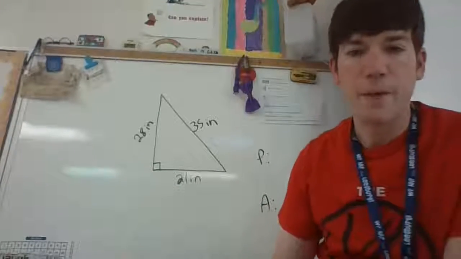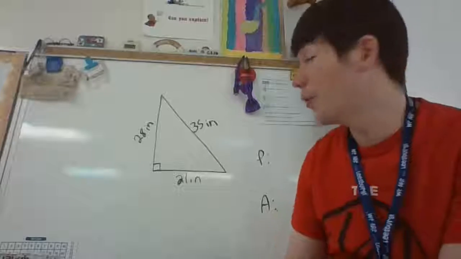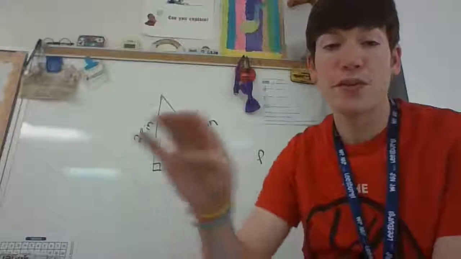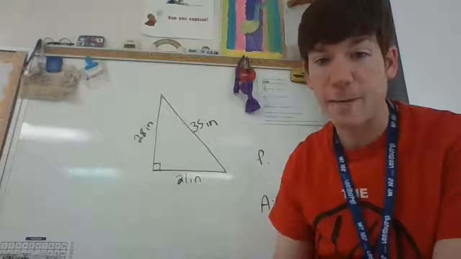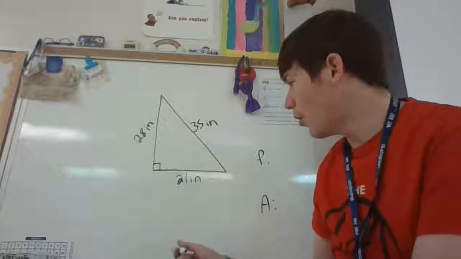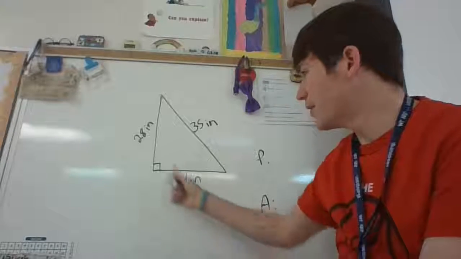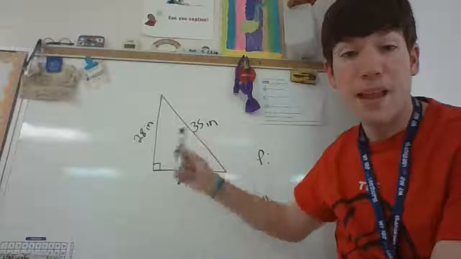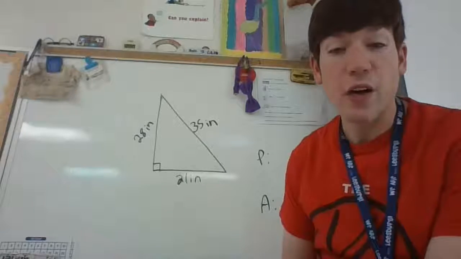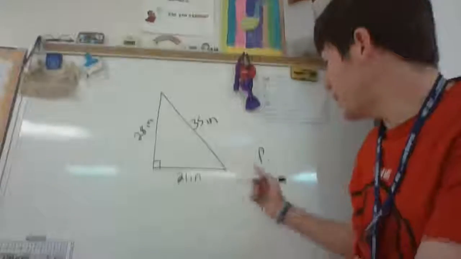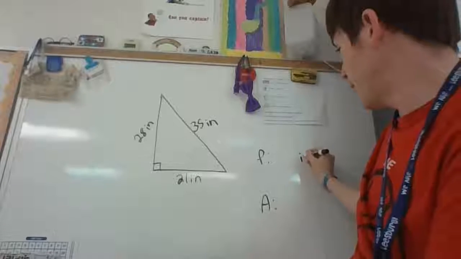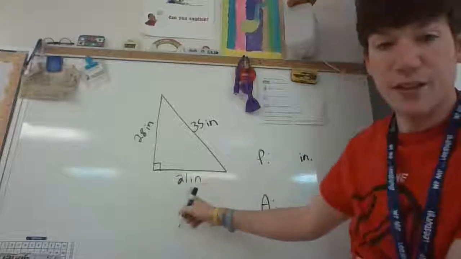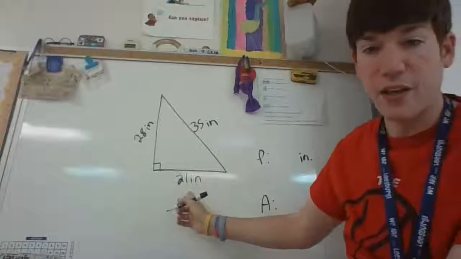Perimeter and area. Now, first thing I want you to remember is to find the perimeter, we're just talking about the distance around the outside. So to find the perimeter, all you're really having to do here is to just take these 3 numbers and add them together. Now, when you do find that perimeter, make sure that your perimeter is measured in inches because that's what we're measuring in here.